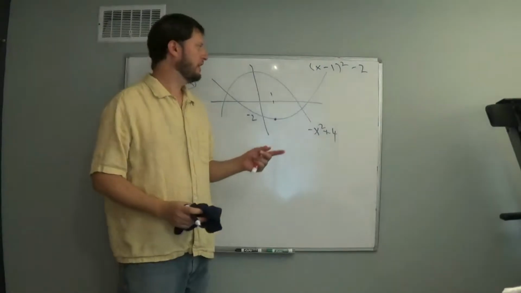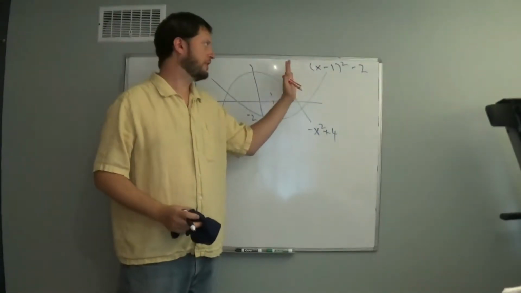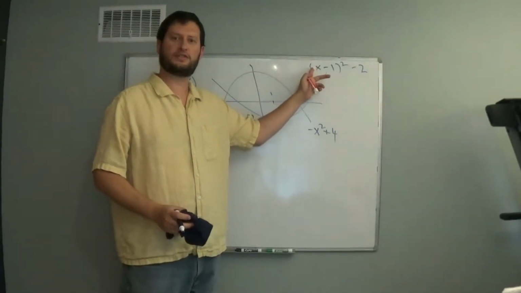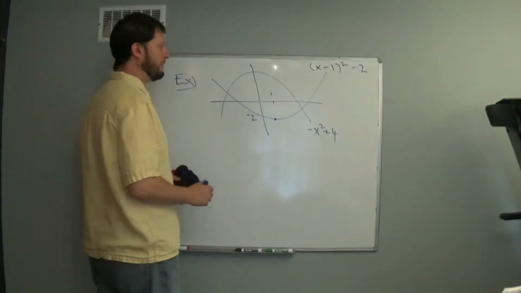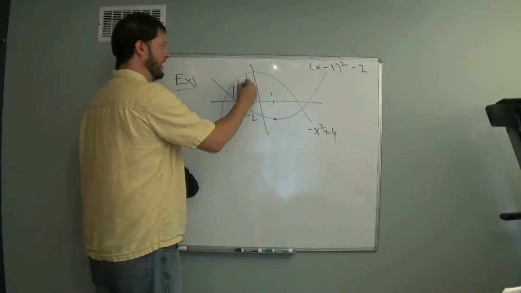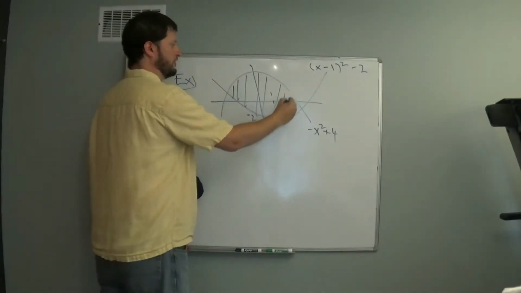If we remember how we create parabolas, right? So this is the vertex, shifted to the right, and then down 2 units. So these are my two parabolas. My goal is still to find this area between these curves.